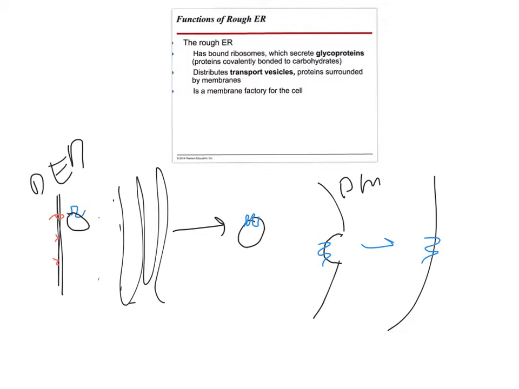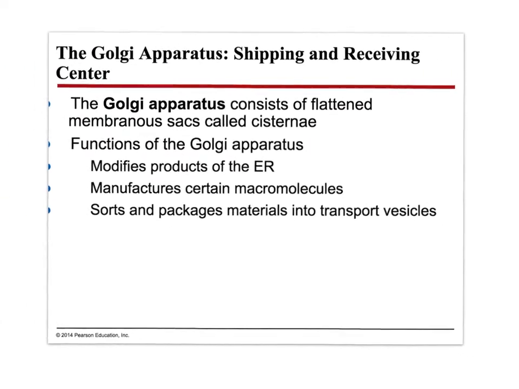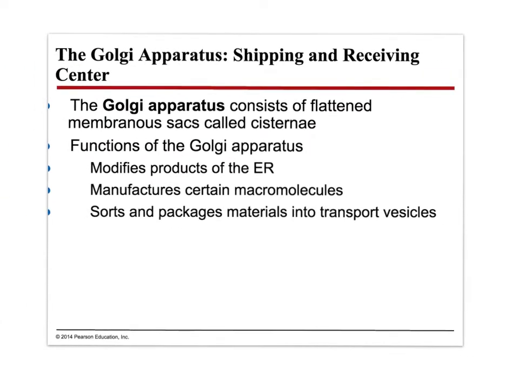Instead of producing a protein, having it fold all funky, and then having to refold it and embed it, just produce the membrane chunk, and then that gets packaged and transported to the plasma membrane itself. So yes, it is a membrane factory. The Golgi apparatus, I just said, is a shipping and receiving center. Okay, it's a FedEx location.